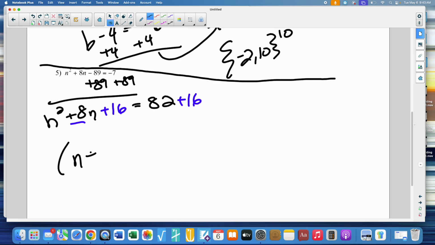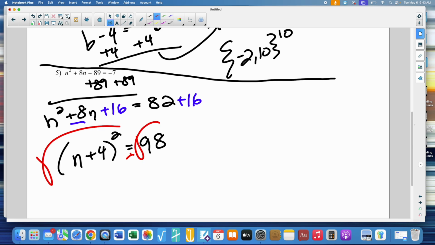This now becomes n plus 4 quantity squared, that's half of my b value, equals 98. We're going to take the square root of both sides. This provides us with n plus 4, and we have plus or minus the square root of 98. So we're going to simplify the square root of 98.